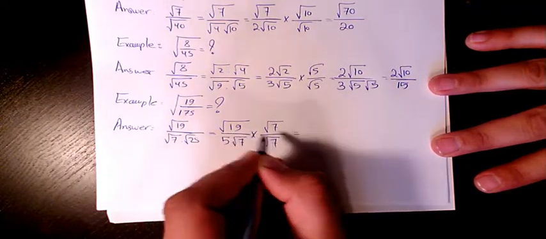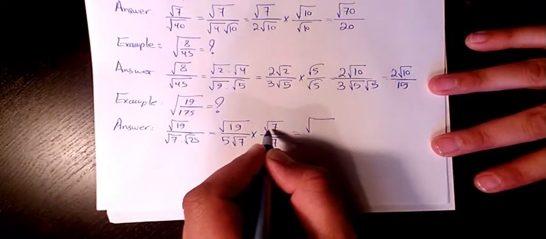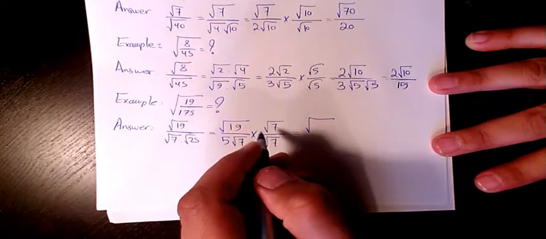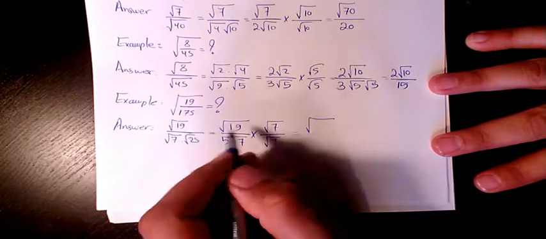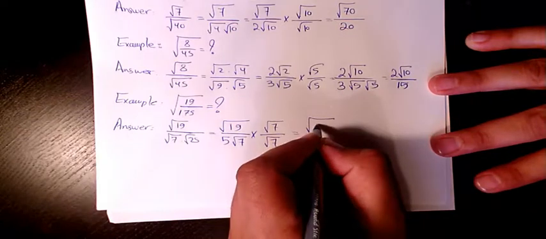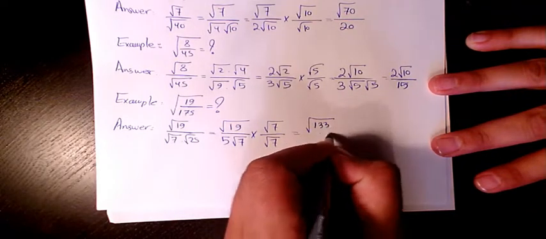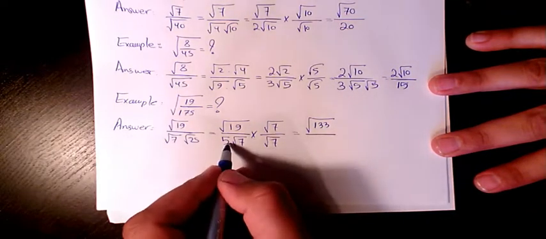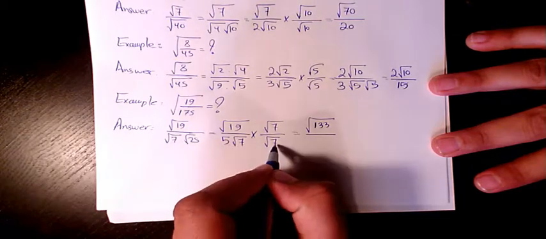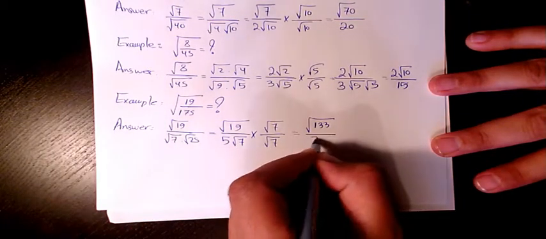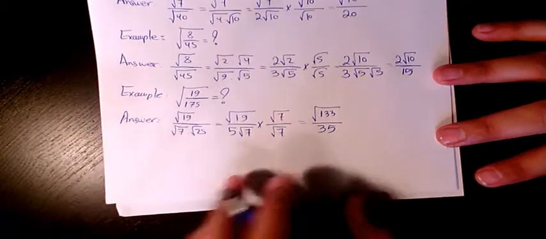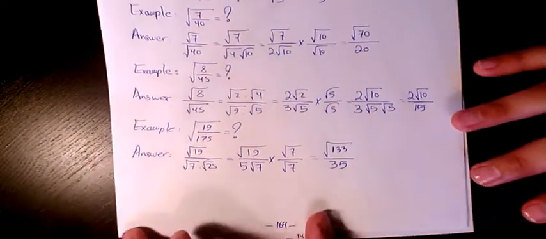So root 19 times root 7 is going to be root 133, divided by 5 times root 7, which is going to be 5 times 7, 35. That's the final answer.